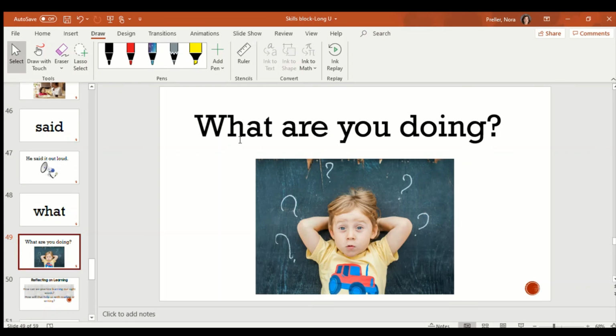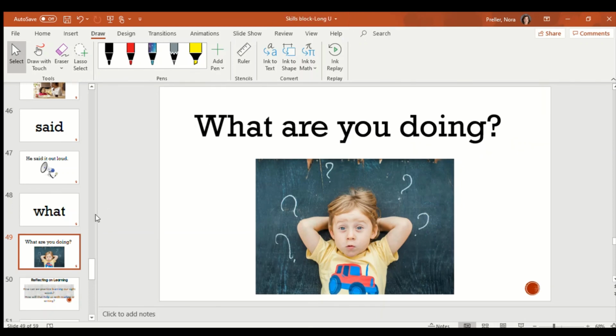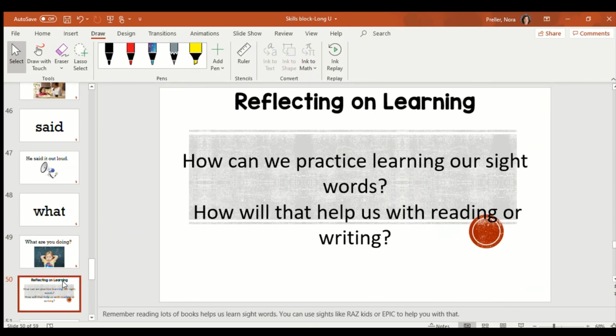Can you read our sentence? It says, what are you doing? And there's a question mark because a lot of times what is used when you're asking a question. Great work, boys and girls.